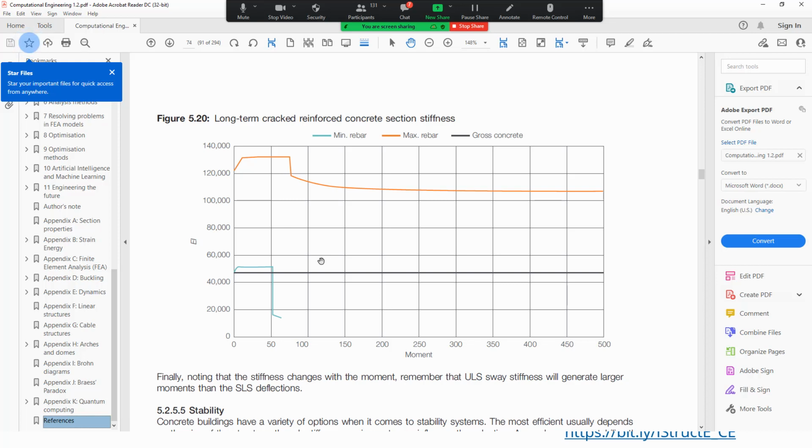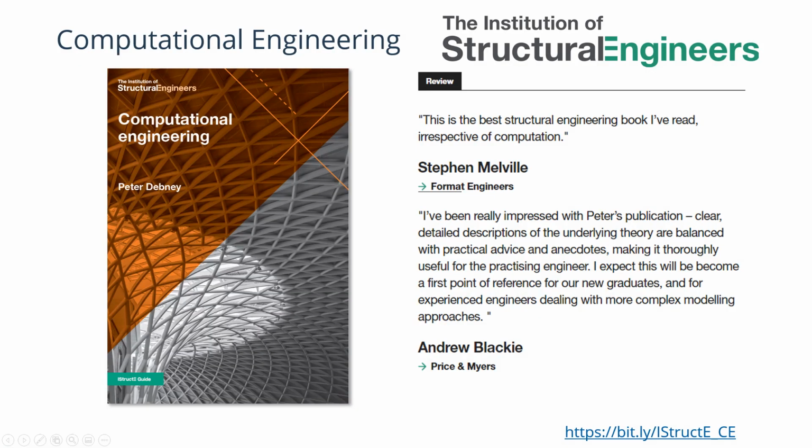Cool, thank you. Next question. They're filling up now. We have a question: what are the strengths of Robot Structural Analysis? Oh, you don't want to use Robot. You want to use GSA.